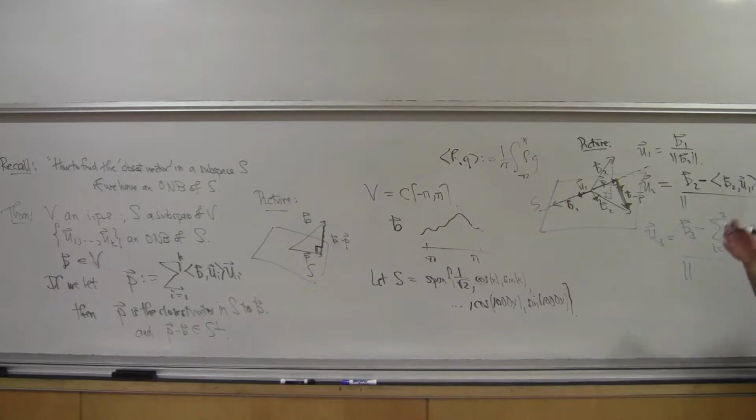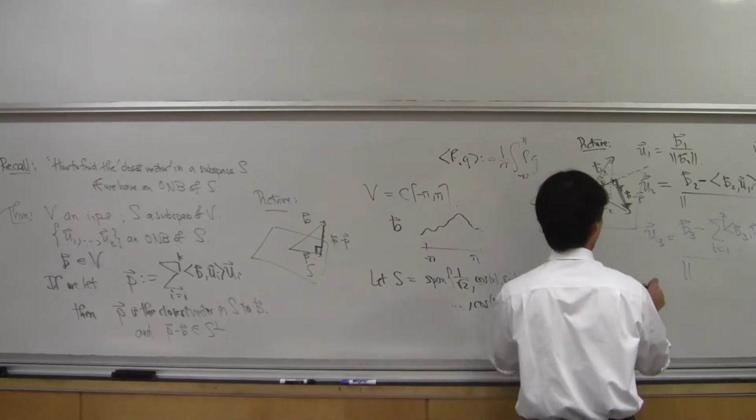To get an orthogonal set, all the vectors have to be non-zero. Then you think, okay, well, what would happen if this thing were zero? That would mean, look at this, remember what U1 is. U1 is B1 over the norm of B1. If this thing were equal to zero, then B2 minus some multiple of B1 would be zero.